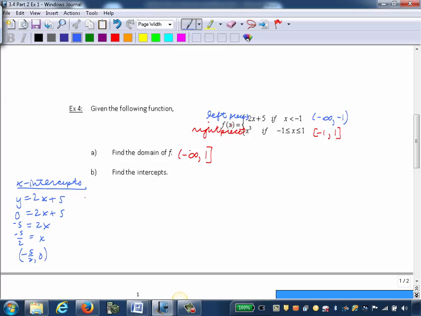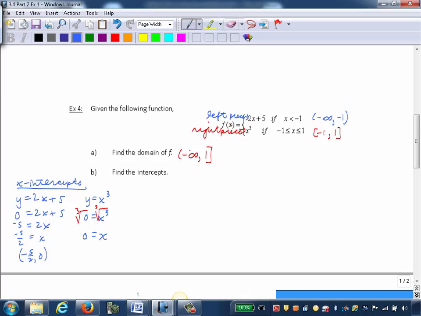Now let's check our right piece. So y equals x cubed. So I'll substitute in a 0 for y. Take the cube root of both sides. So I get 0 is equal to x.